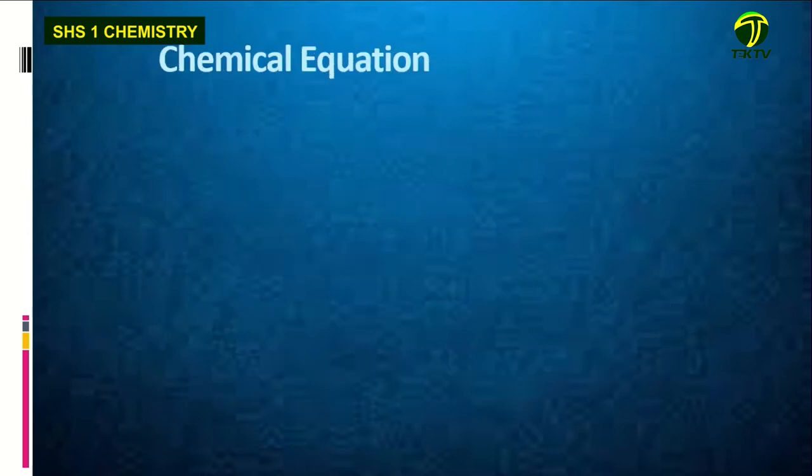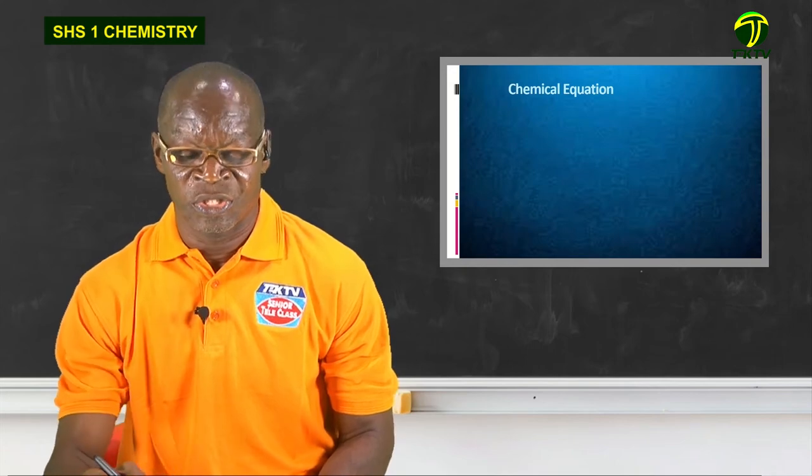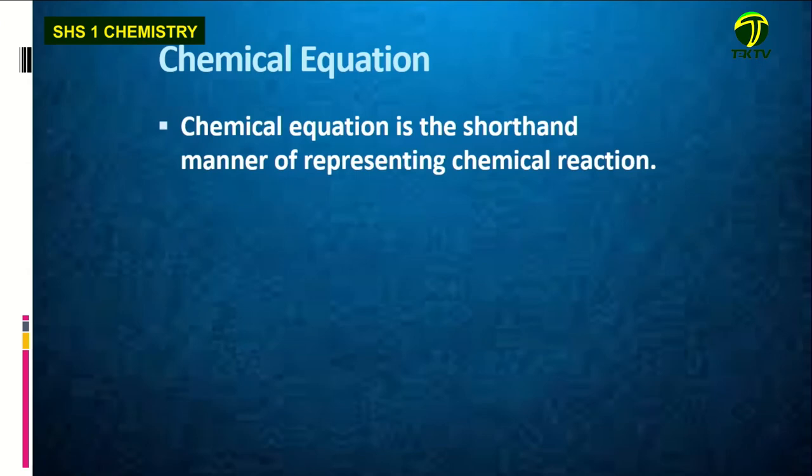So let's look at what is chemical equation. When we talk about chemical equation, it means the shortened form or manner of representing chemical reactions. You know, when reactions occur, instead of writing this reacts with this and that and that, we can represent it by some symbols and formulae, and that will show the chemical reaction. So that is what we mean by chemical equation, a shortened form of representing chemical reactions.